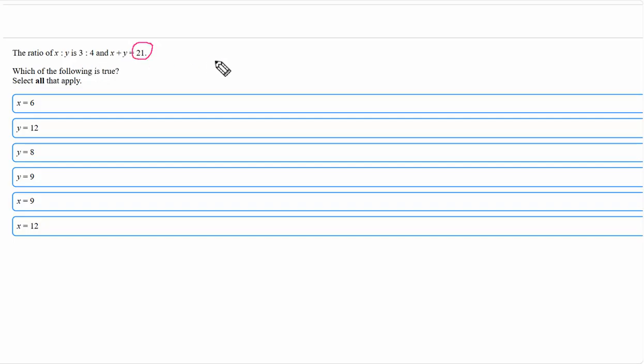They said x plus y is 21. Is x plus y 21? 3 plus 4 is equal to 7. Now you see that x plus y is 21. Keep that in mind: whenever they give you ratios like this, they're in the simplest form. You cannot simplify it further.